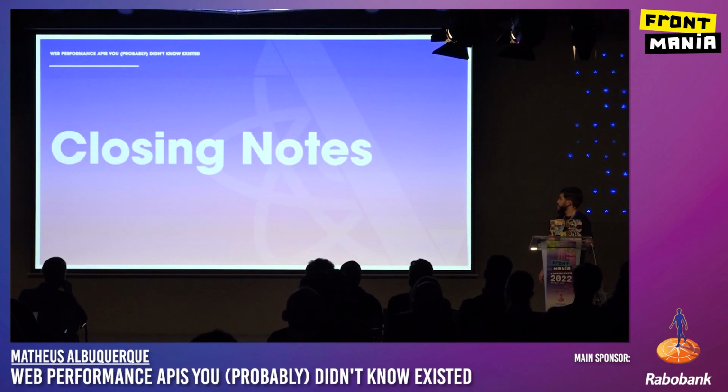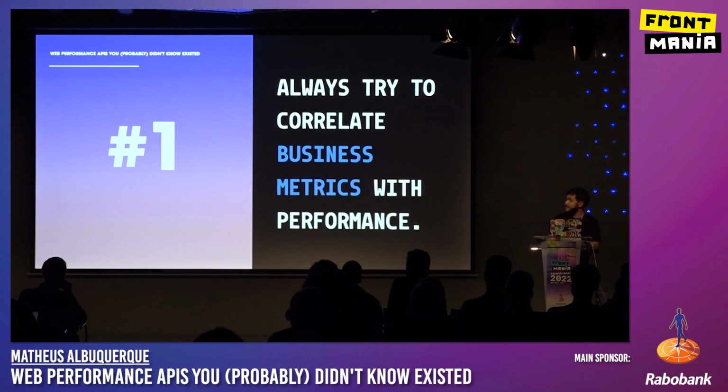So, some closing notes, finally. I would say it's really important that we always try to correlate all of the cool metrics we saw with actual business metrics, because we cannot game those. A lot of metrics, especially for us front-enders, are about tweeting and showing off, hey, it's loading in this amount of milliseconds. But if we correlate that with business metrics like conversion rate, then there's no way to game that.